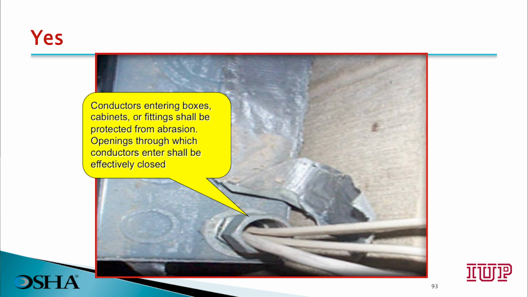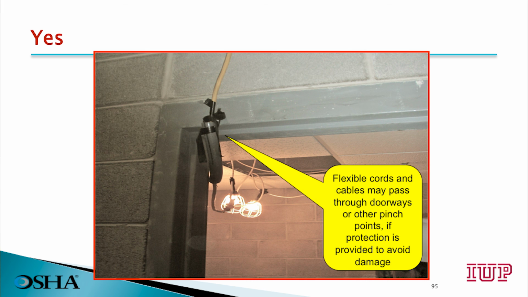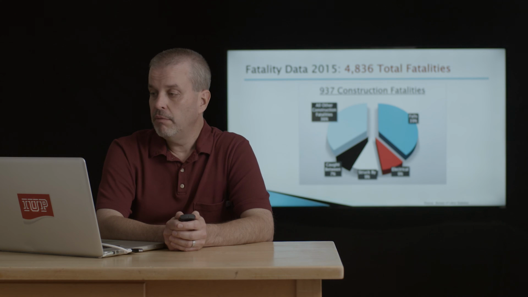Here we have conductors entering boxes, cabinets, or fittings that are unprotected from abrasion. Do you recognize any hazards on this job site? Flexible cords and cables may pass through doorways or other pinch points only if the protection is provided to avoid damage.